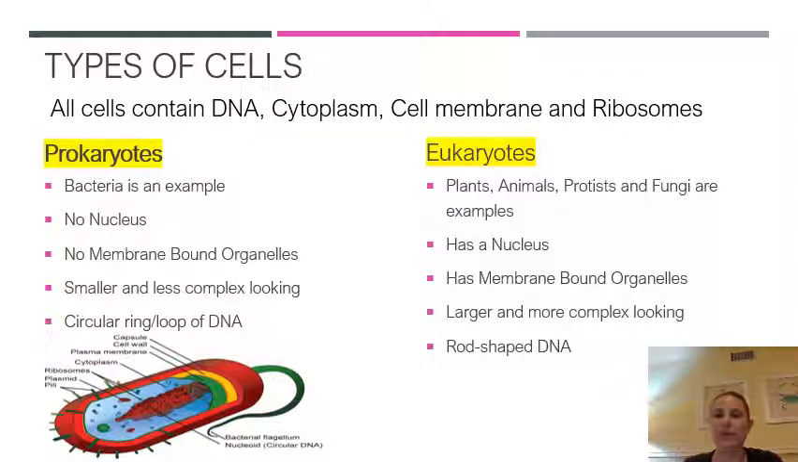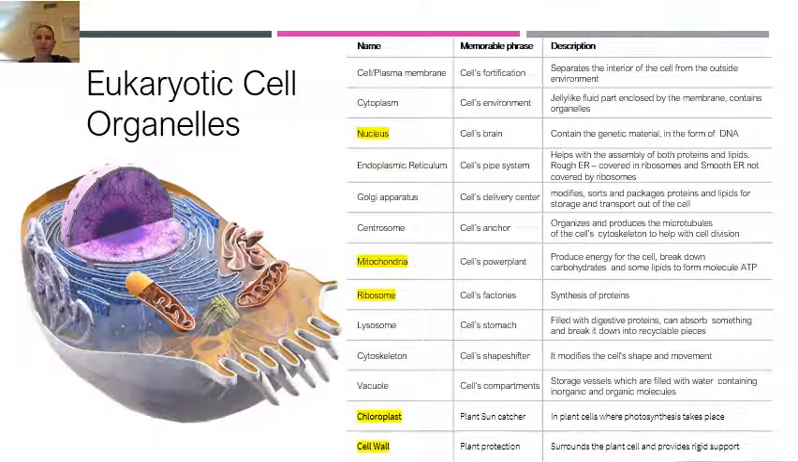They're much larger cells, much more complex looking. They have a lot of organelles, and they also have rod-shaped DNA. So if we look at these eukaryotic cell organelles, please review them. The important ones are the ones that are highlighted there. Really be familiar that the nucleus is where we can find the DNA.